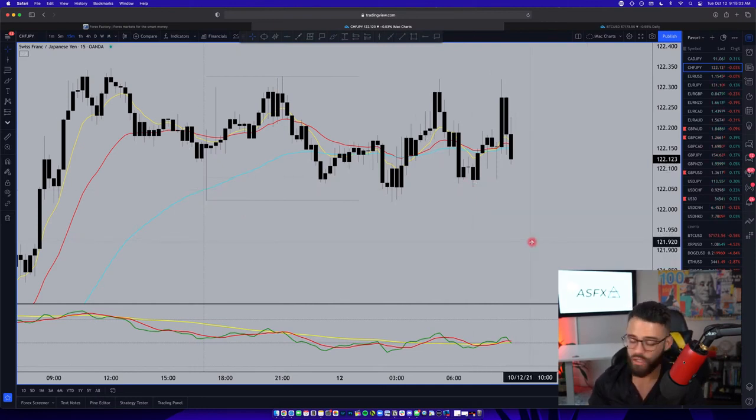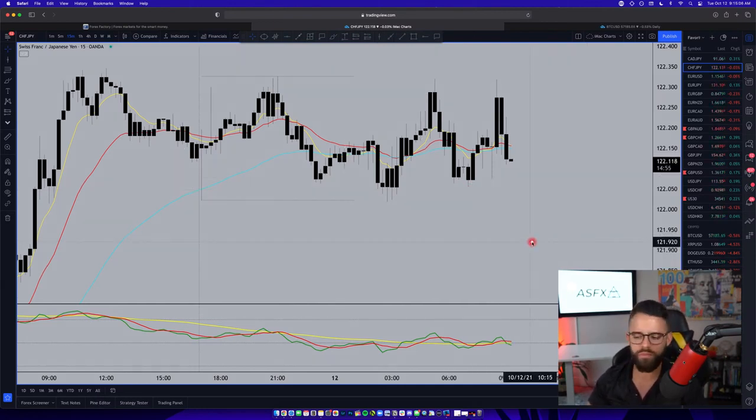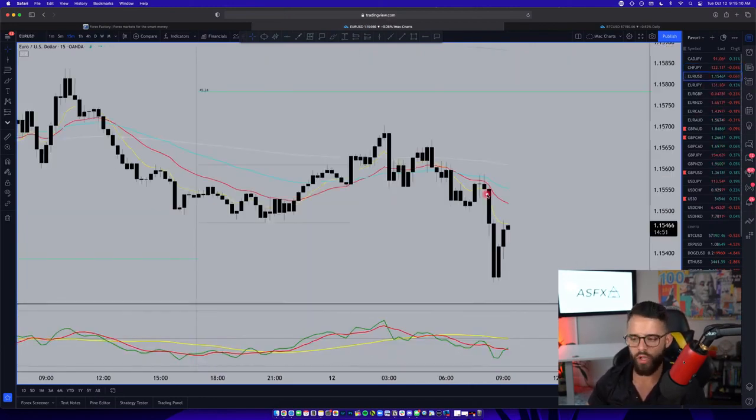If we can get out of the range, then we would look for trades. But until then, not doing anything with it. On top of that, look at the market sentiment line. It's also swapping. Now let's take a look at Euro USD.